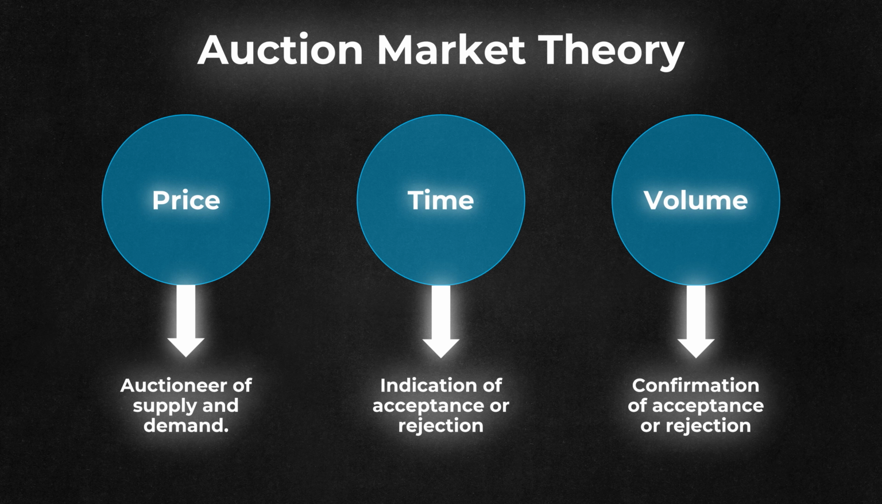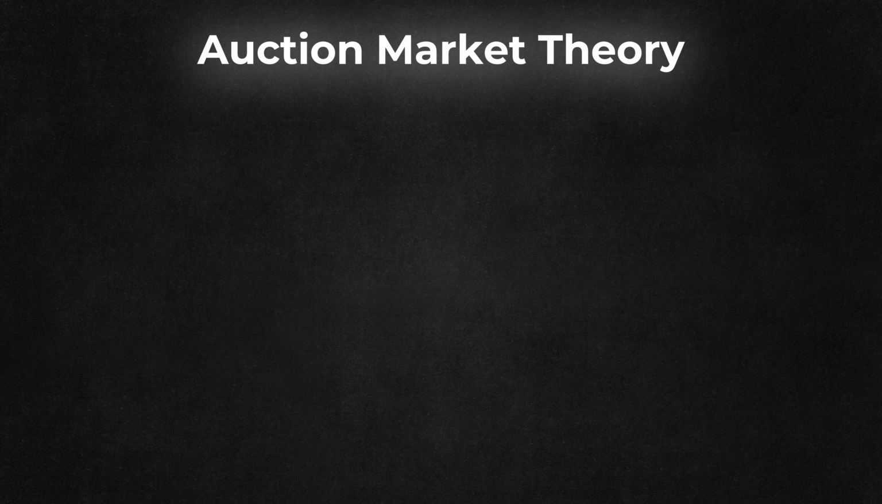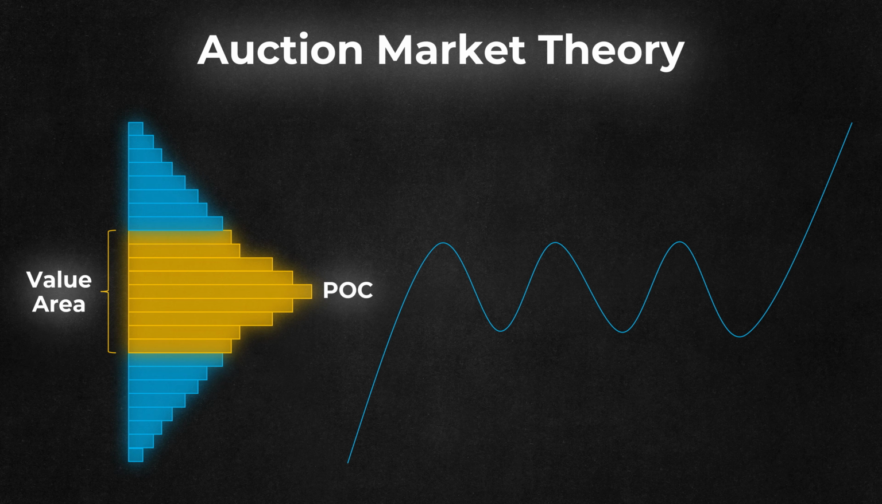In auction market theory, we also have the concept of value area, which simply represents the price range where 70% of the traded volume occurred within a specific time period. The price level where the highest volume occurred is called point of control.